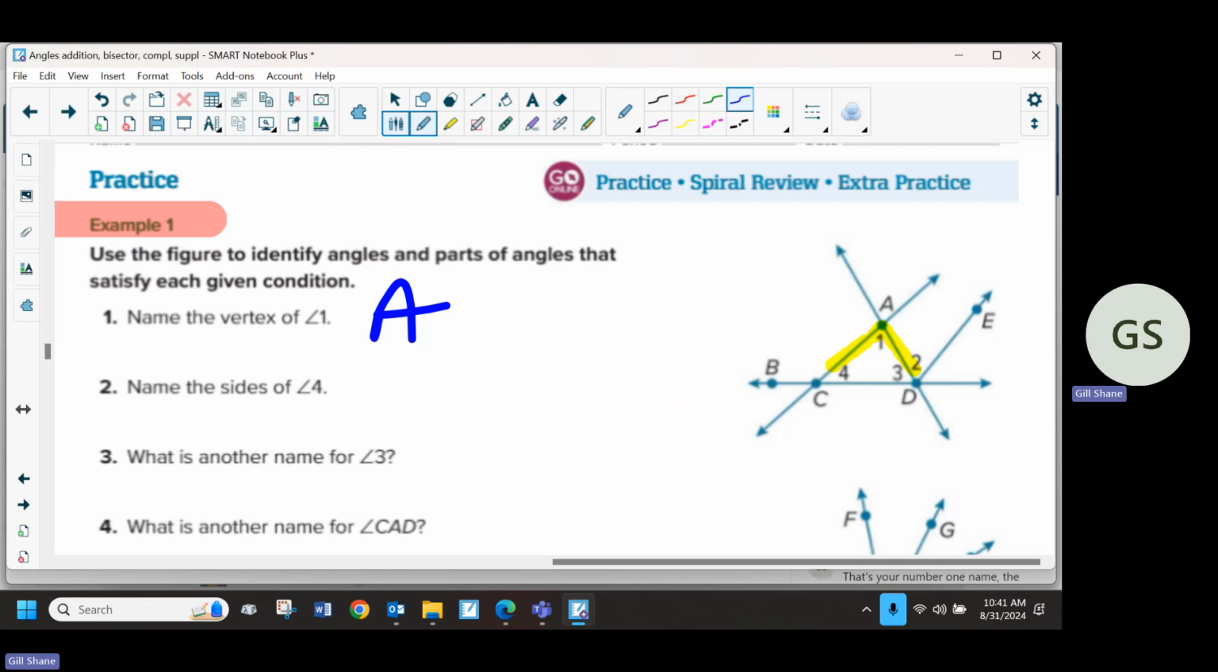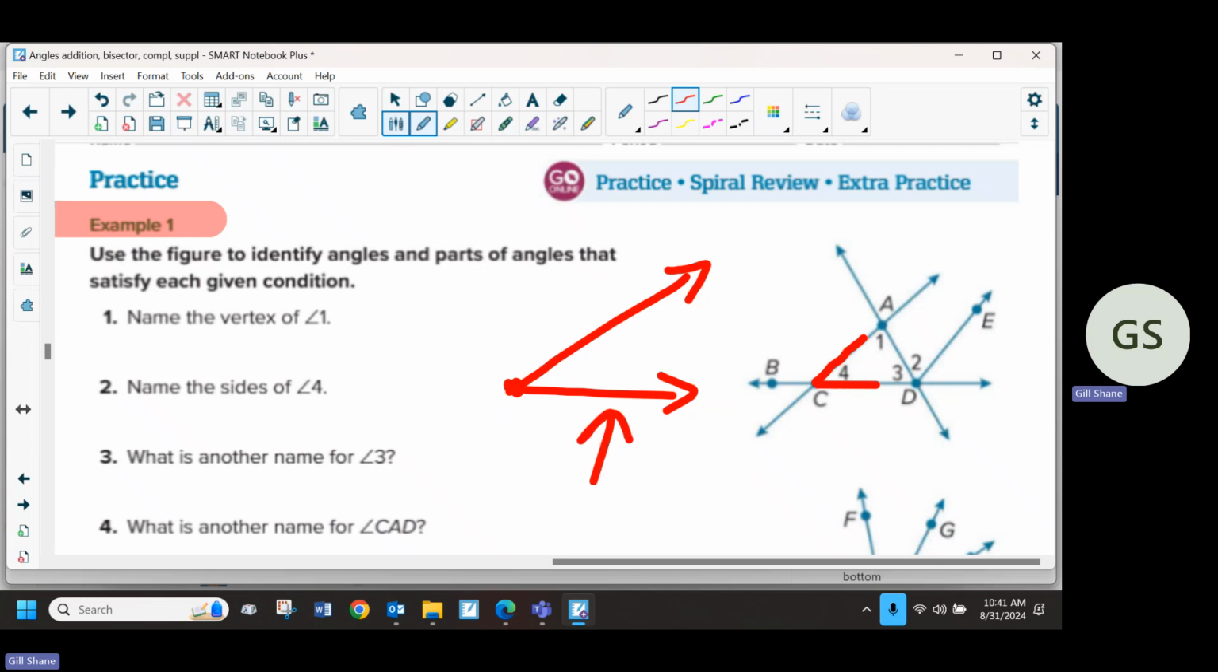Name the sides of angle 4. So again, they're giving you a number. I'll trace it really quick. I probably won't do this in every single problem, but angle 4 would be that angle right there. So if they're talking about the sides, that would be the rays that make it up. So we said a ray has an endpoint, which winds up typically being the vertex of the angle. So they want you to name the bottom line and sort of the top line of that angle.